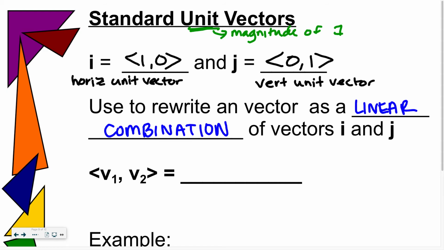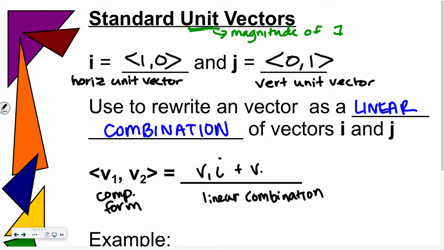If you have component form, V sub 1, V sub 2, to change it into linear combination, it's going to look like V sub 1 i plus V sub 2 j. There's no bracket. It's just the two terms, the I and the j, that are being added together. Your horizontal component goes with I, your vertical component goes with j. So it's just another way to write the same thing.